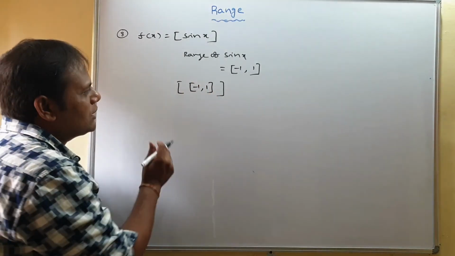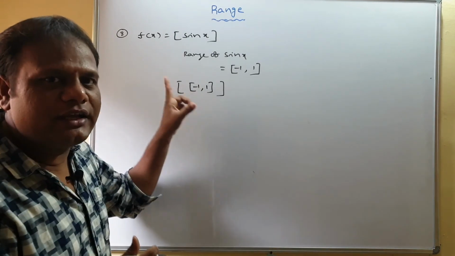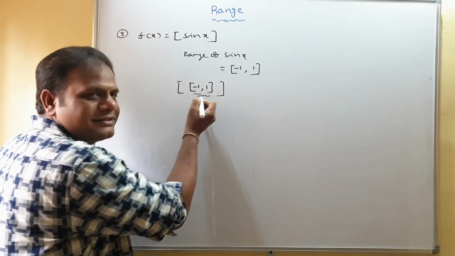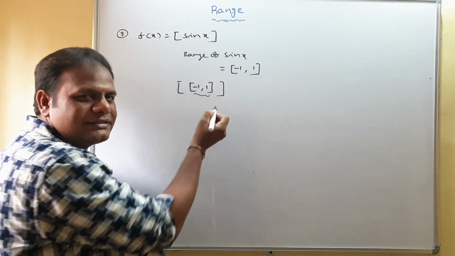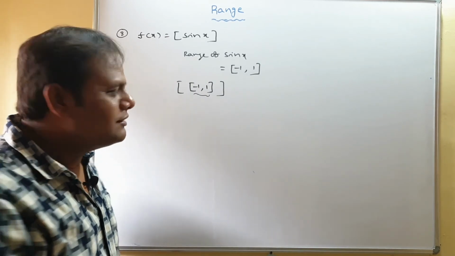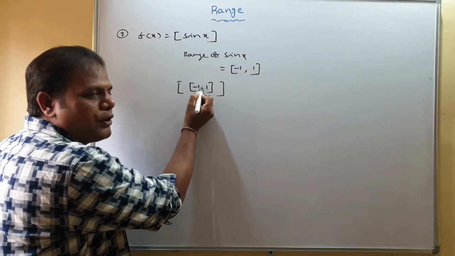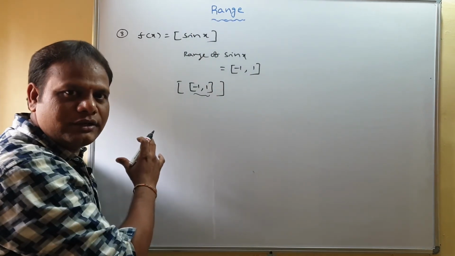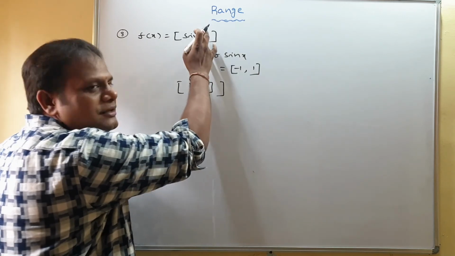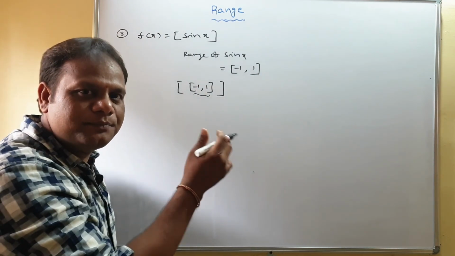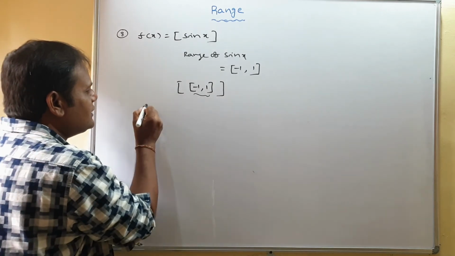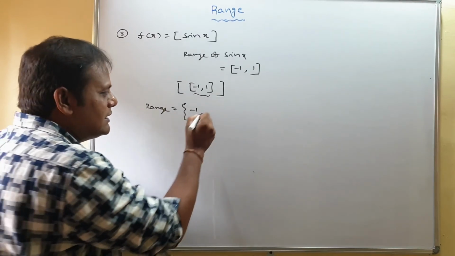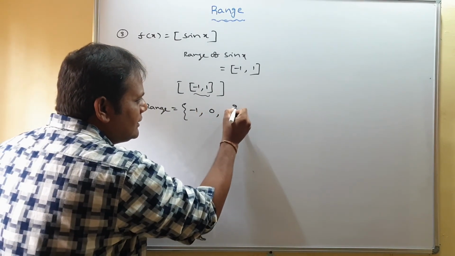So you tell me. If it is step(minus 1), we get minus 1. Step(0) is 0. Step(1) is 1 only. Even if you take minus 0 point something, step(minus 0 point something) becomes minus 1 only. If you take 0 point something, then step(0 point something) will be 0 only. So what is the range of this function? Only the values minus 1, 0 and 1.